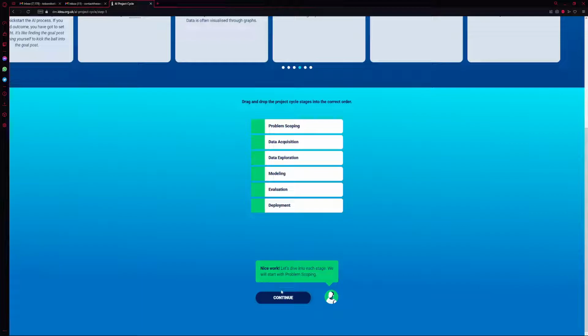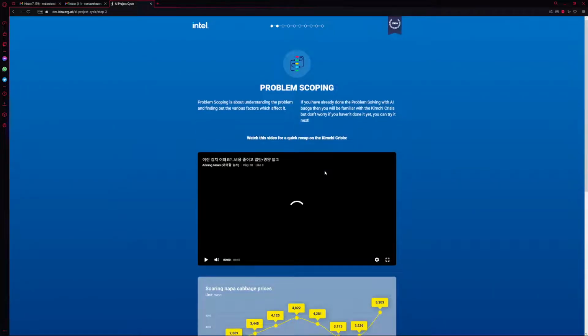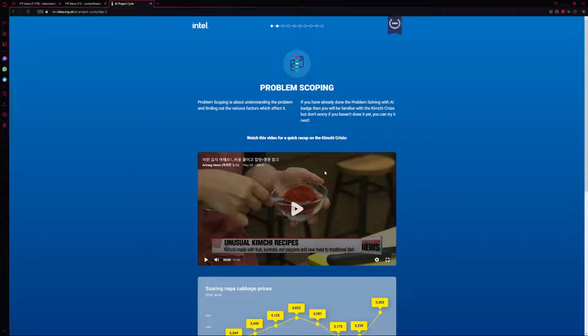Next up, let's dive into the stage where we'll start problem solving. Problem scoping, sorry. Problem scoping is about understanding the problem and finding out the various factors which affect it. If you have already done the problem scoping with AI badge, then you will probably be familiar with the Kamichi crisis. But don't worry, if you haven't done it yet, you can try it next.